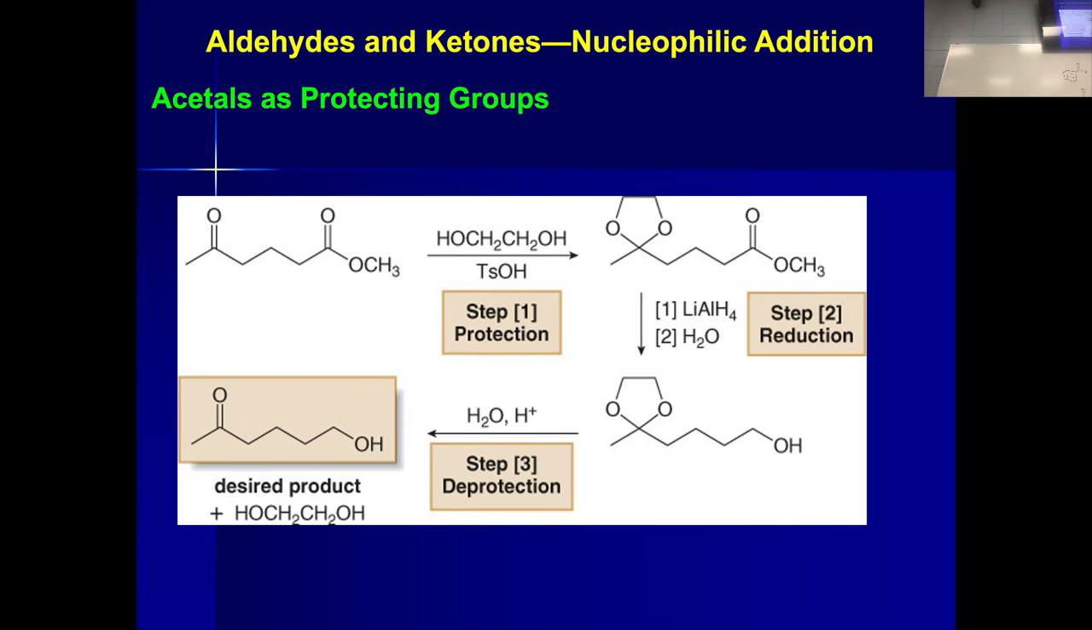We can make that cyclic acetal. That just protected the ketone. It no longer has that weak pi bond. Now this is the only thing that has the weak pi bond. Now I can do the chemistry that I want to do here, and I can get my alcohol.